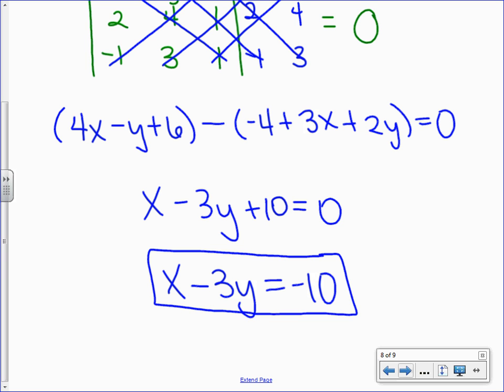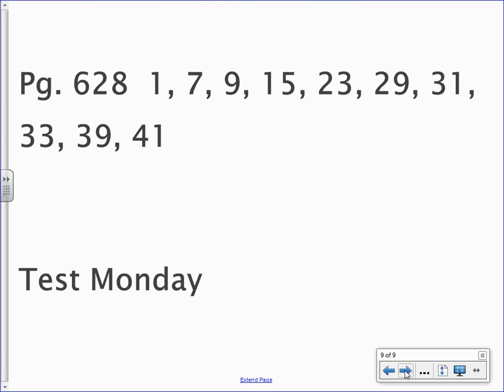Do not use a calculator to find your determinant on this assignment. First of all, it'll be good practice for you. By the end of it, you're going to be professionals at finding 3 by 3 determinants.